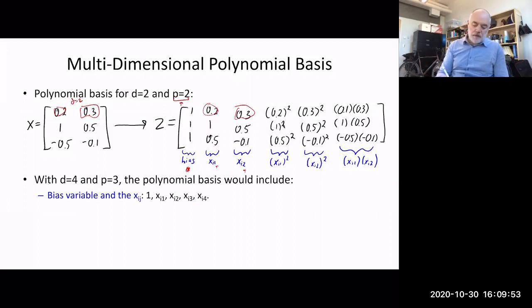If the original feature space is 4-dimensional and we choose a 3rd degree polynomial, the polynomial basis would include a bunch of terms if you actually went out and selected all the terms. It would include the bias variable and all of the individual terms.